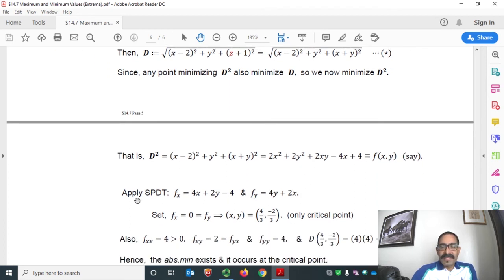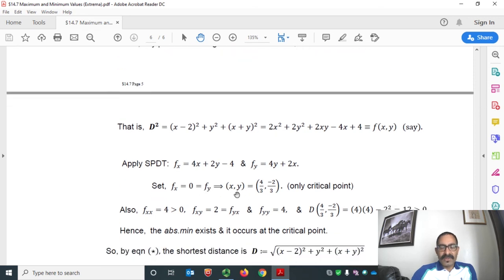Then apply SPDT. First find the partial derivatives of f with respect to x, and with respect to y. Set those equal to 0. Solve for x and y. It gives us (x, y) equals (4/3, negative 2/3). This is the only critical point.